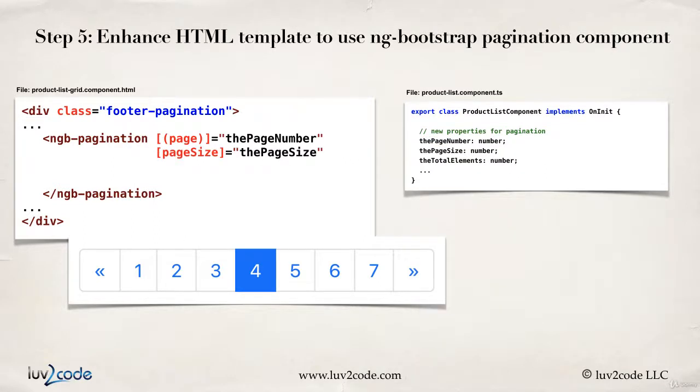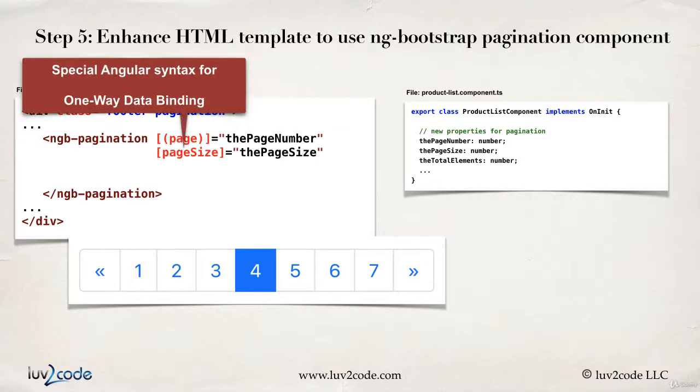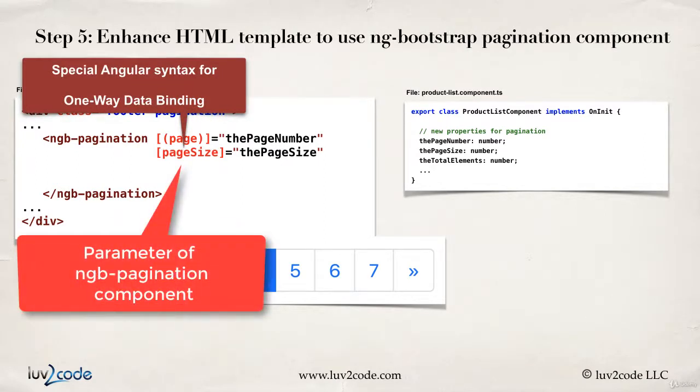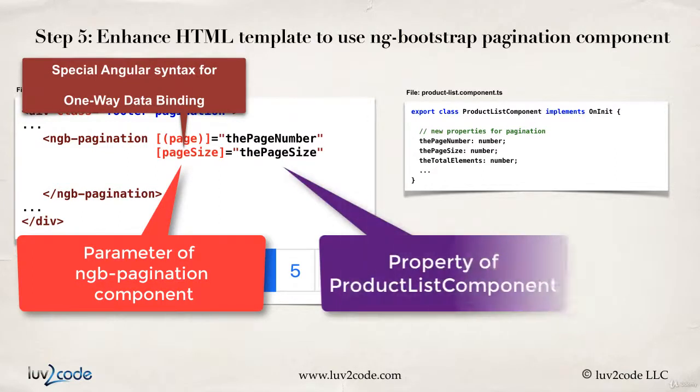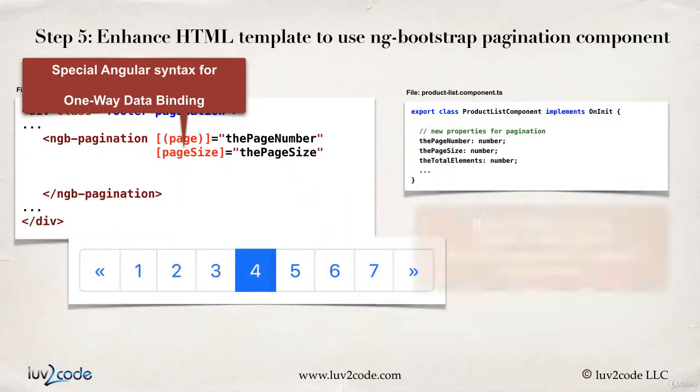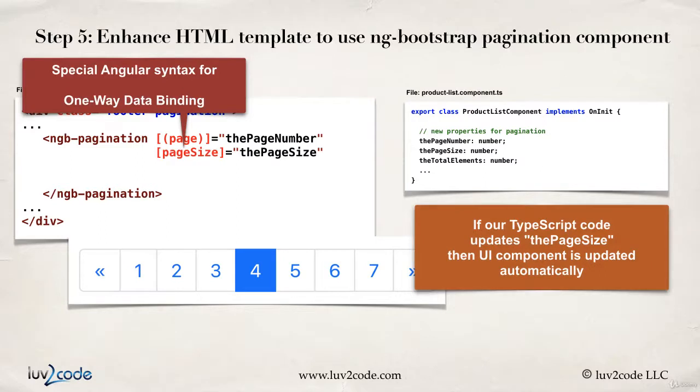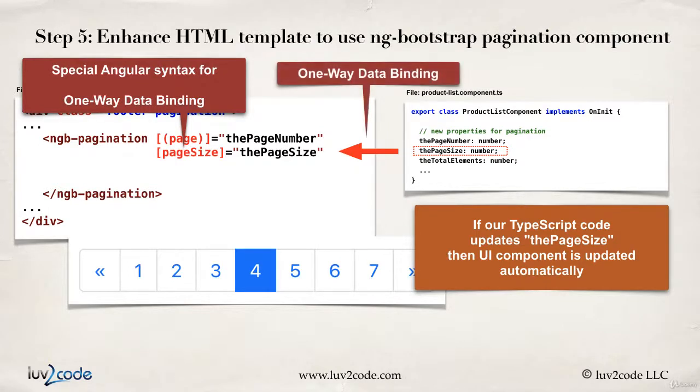Let's look at another parameter here, page size. So this is a special Angular syntax for one-way data binding, so square brackets. So on the left-hand side, page size is the parameter of the ngb-pagination component. The page size is a property of the product list component. If our TypeScript code updates the page size, then the UI component is updated automatically. And so based on this, it'll change how many pages are listed based on the page size. And that's an example here of one-way data binding.